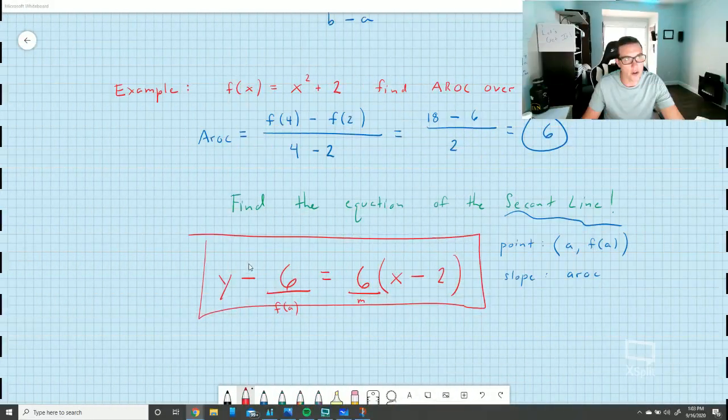Now, if you notice, I was very lazy about simplifying. Yes, you could distribute the 6 and then add 6. Well, you don't need to do that. This is fine. I kind of like this better. This is called point slope formula. Point slope formula. Okay, so at 13 minutes in, that's what you're doing on the homework.